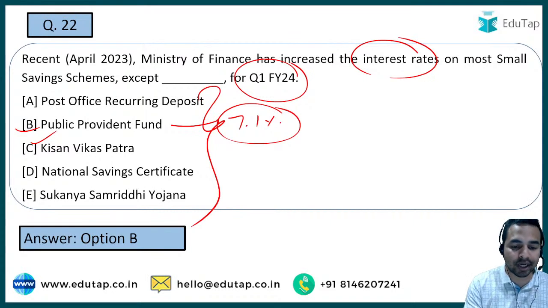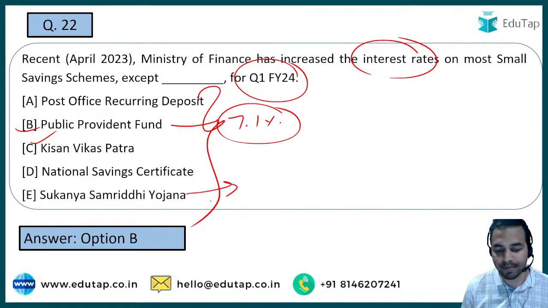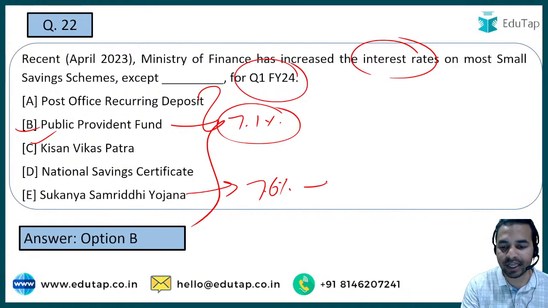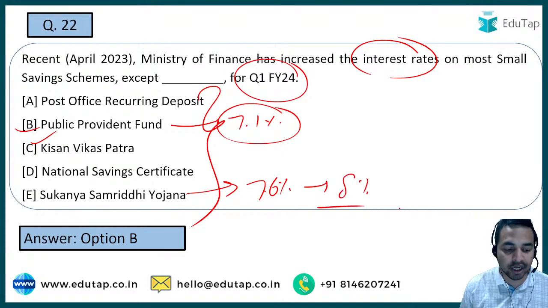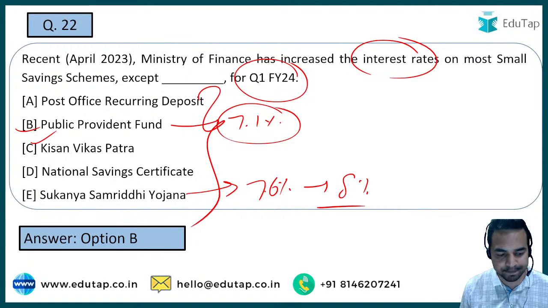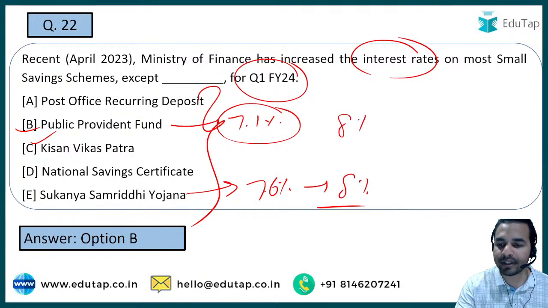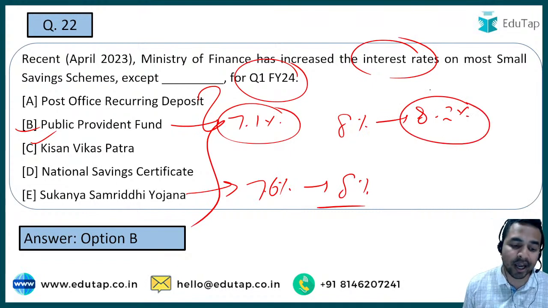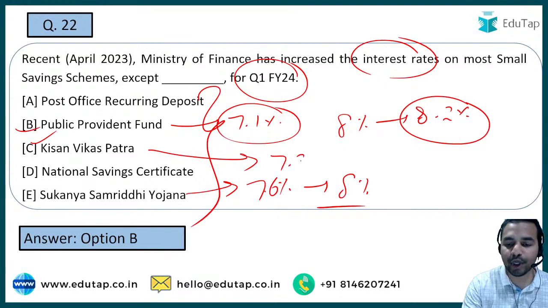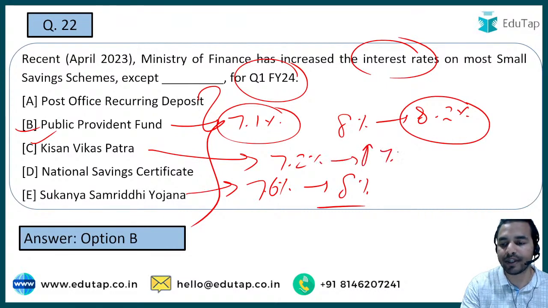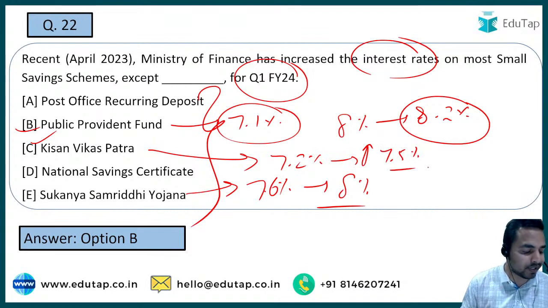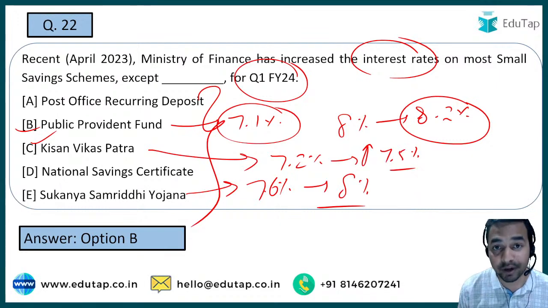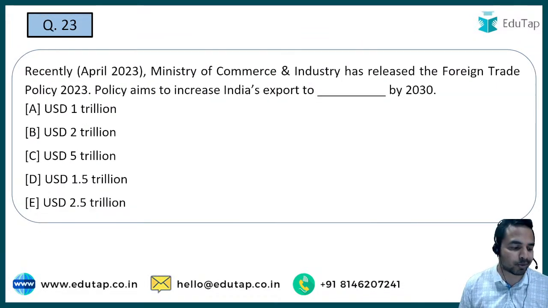Now when I talk about the Sukanya Samriddhi Yojana, guys, Sukanya Samriddhi Yojana की बात करें तो इसका interest rate 7.6% से increase कर दिया गया है to the 8%. Now when I talk about the Senior Citizen Saving Scheme, तो इसकी अगर हम बात करें तो 8% से 8.2% तक इसका जो interest rate है इसको increase किया गया है. And when I talk about the Kisan Vikas Patra, so it is basically 7.2% से इसको increase किया गया है to 7.5%. So all these things are very important from the exam point of view, and absolutely all of you tell me the right answer, that is 7.1% for the PPF. Absolutely right. Now let's move on to the next question.